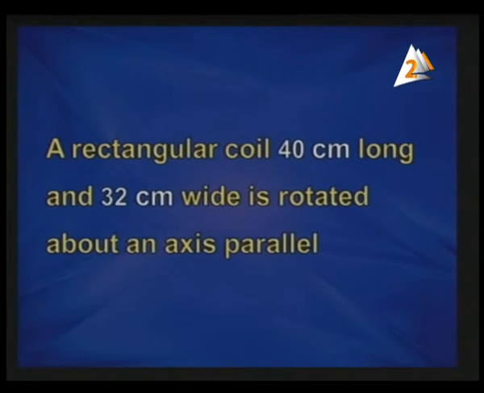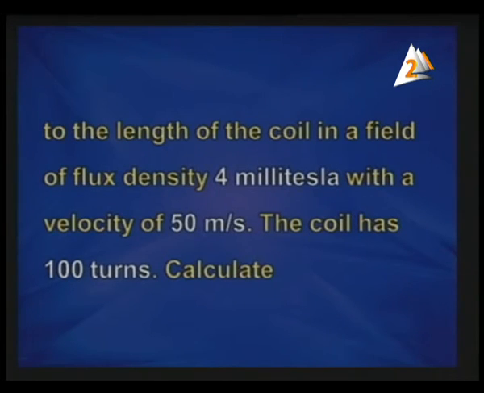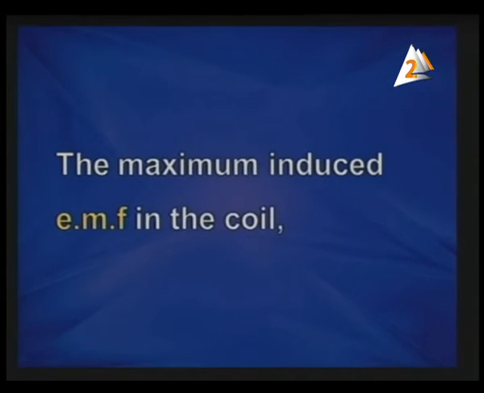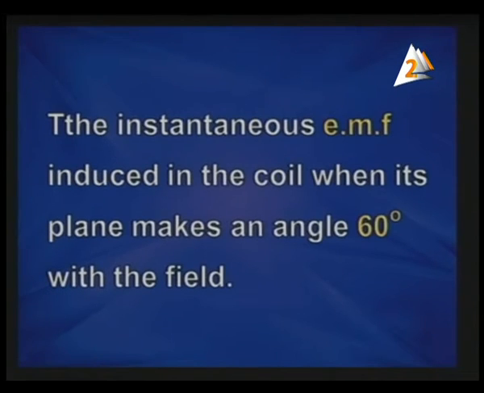A rectangular coil 40 centimeter long, 30 centimeter wide is rotated about an axis parallel to the length of the coil in a field of flux density 4 millitesla with the linear velocity 50 meter per second. The coil has 100 turns. Calculate the maximum induced EMF in the coil, and the instantaneous EMF induced in the coil when its plane makes an angle 60 with the field.